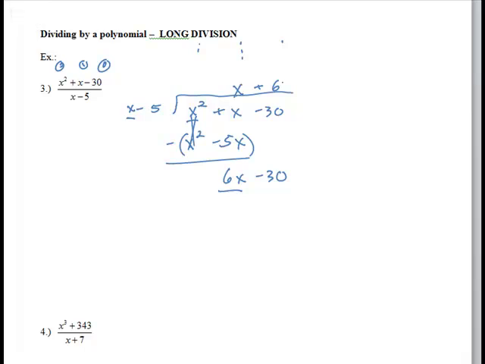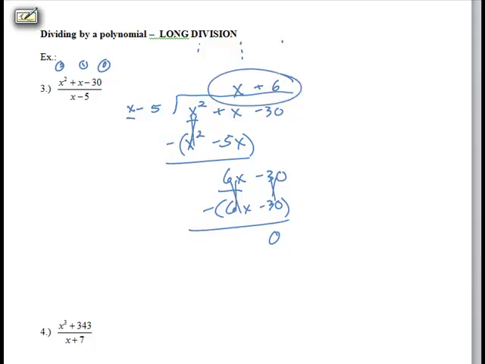Take your column of degree 0, and multiply through by it. 6 times the x minus 5 out in front gives us 6x minus 30. When we subtract, of course the first columns cancel out, and in this case the second column does as well. So we're left with 0. We do not have any terms to bring down, which means it divided evenly. We have a remainder of 0, so our final answer is x plus 6.